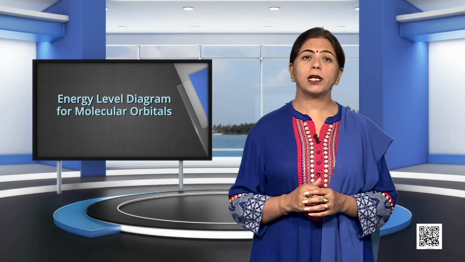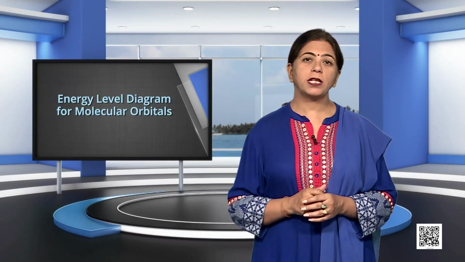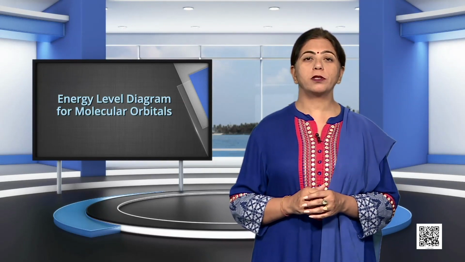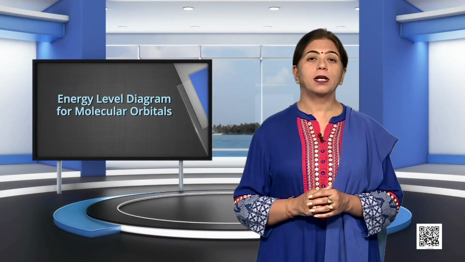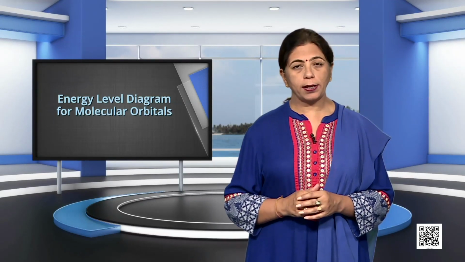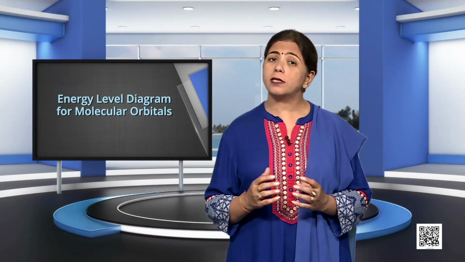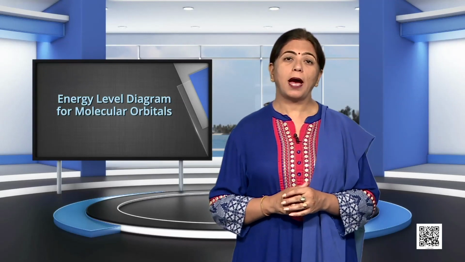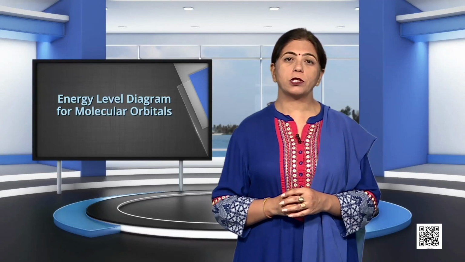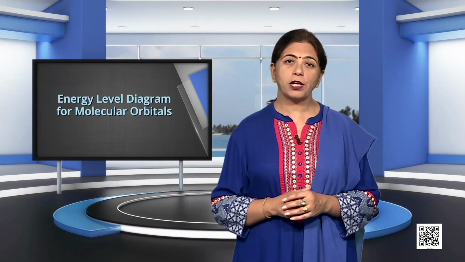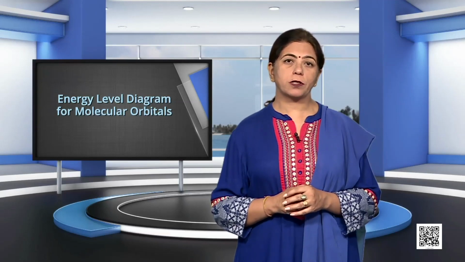Now, the energy level diagram for molecular orbitals. We have seen that 1s atomic orbitals on the two atoms form two molecular orbitals designated as sigma 1s and sigma antibonding 1s. In the same manner, the 2s and 2p atomic orbitals, that is 8 atomic orbitals on the two atoms, give rise to the following 8 molecular orbitals.